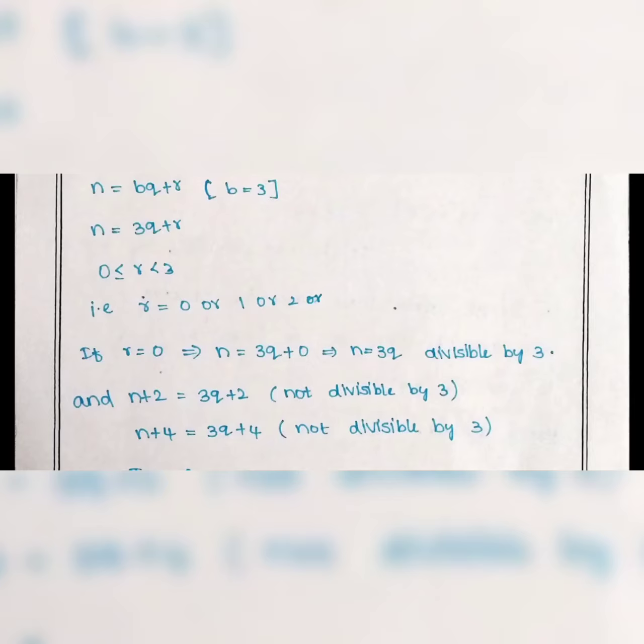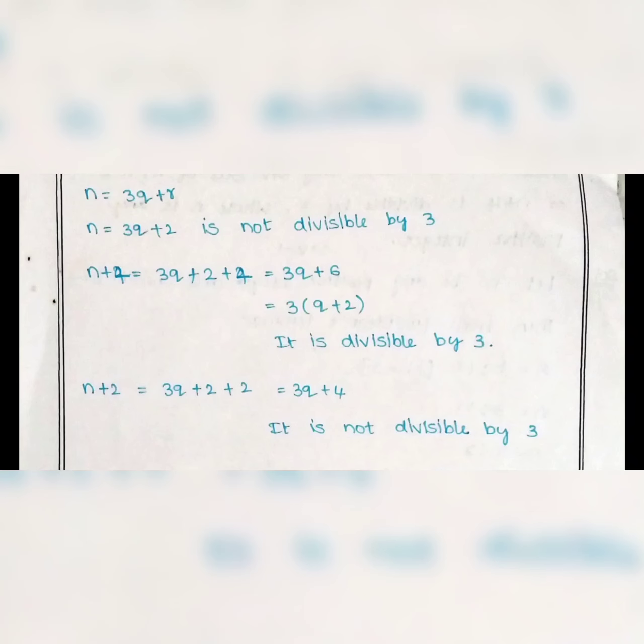Similarly, if we take n plus 4, 3q plus 4 means 3 1s are 3, plus 4 is 7. 7 is not divisible by 3. So n equals 3q is divisible by 3, and n plus 2 and n plus 4 are not divisible by 3. For n equals 3q plus 2, n plus 4 is 3q plus 2 plus 4, that is 3q plus 6.